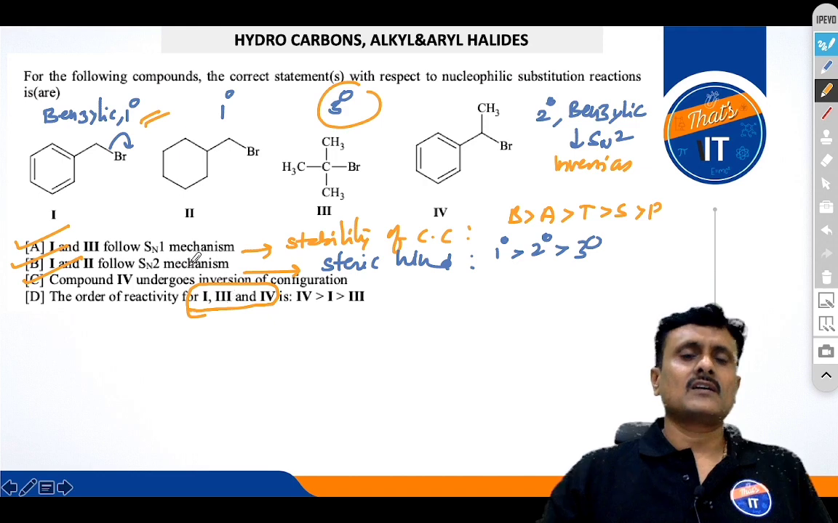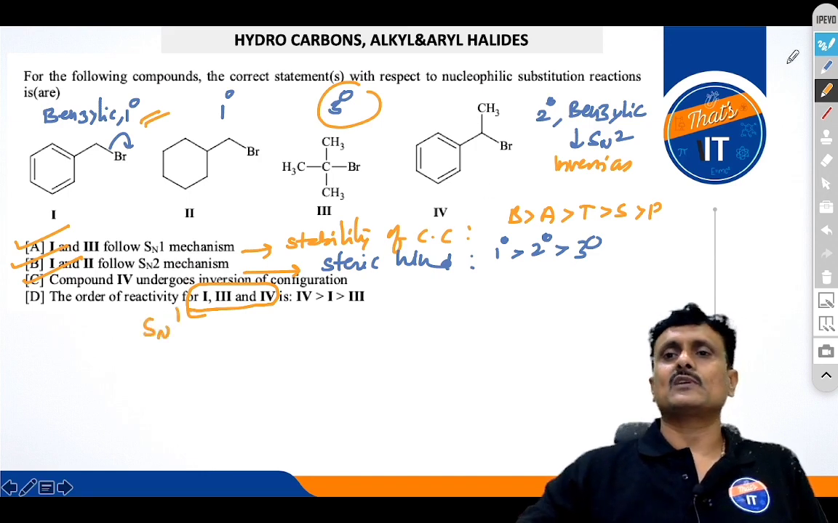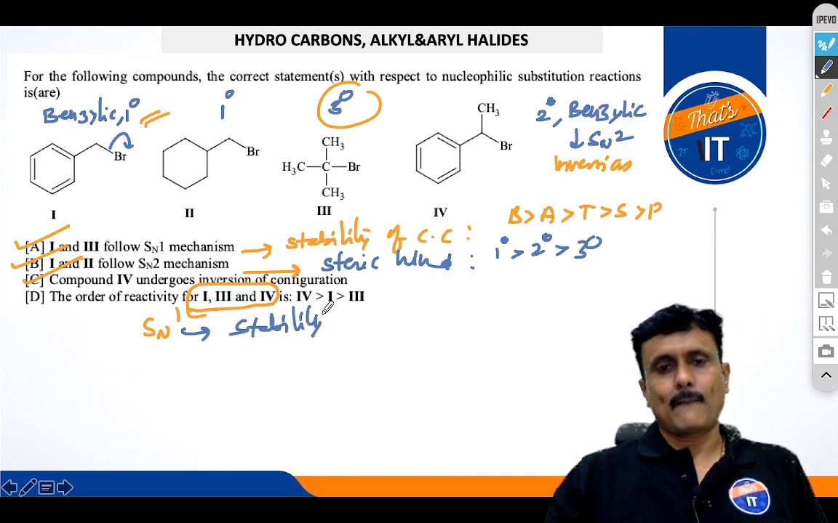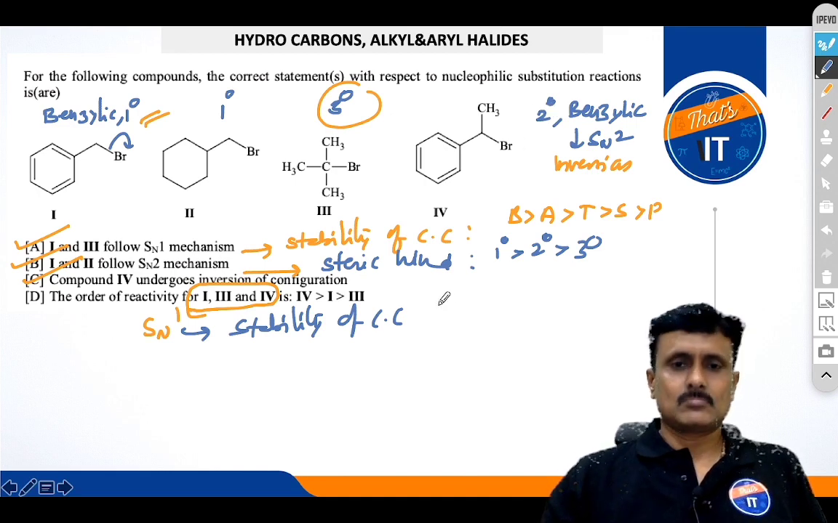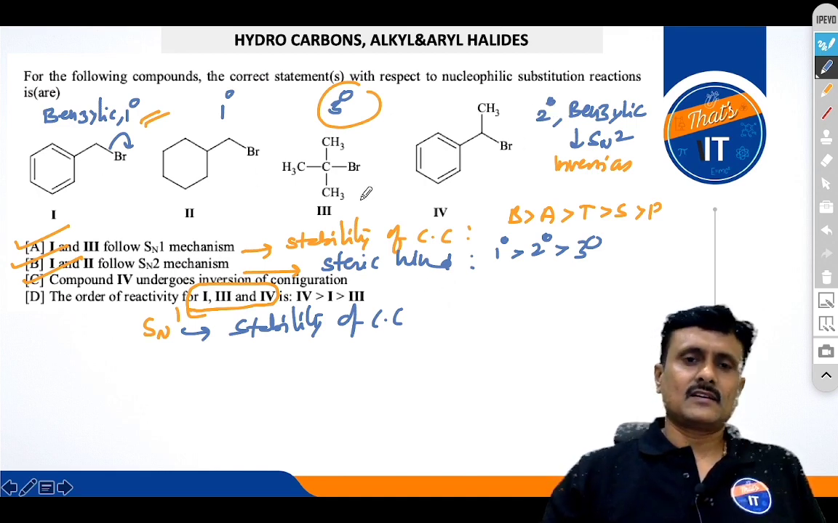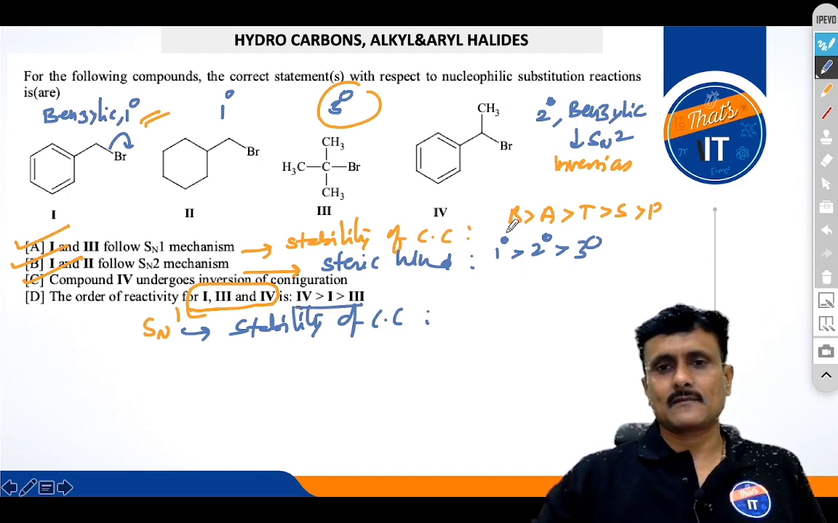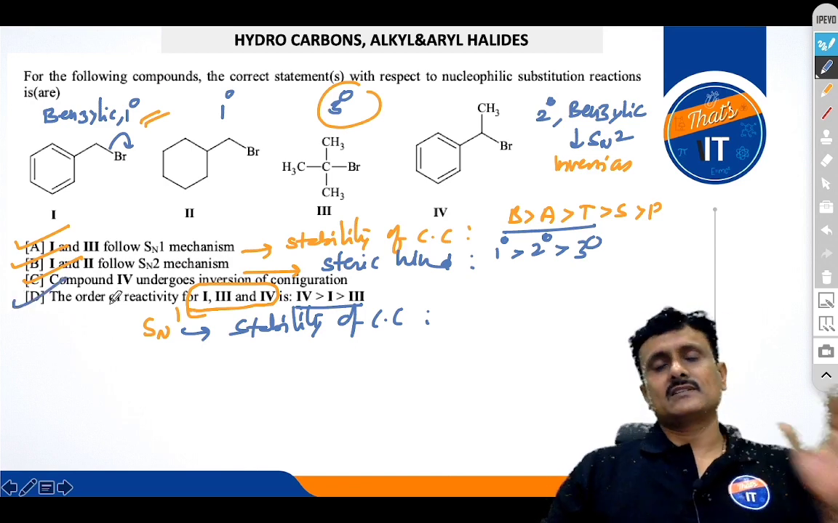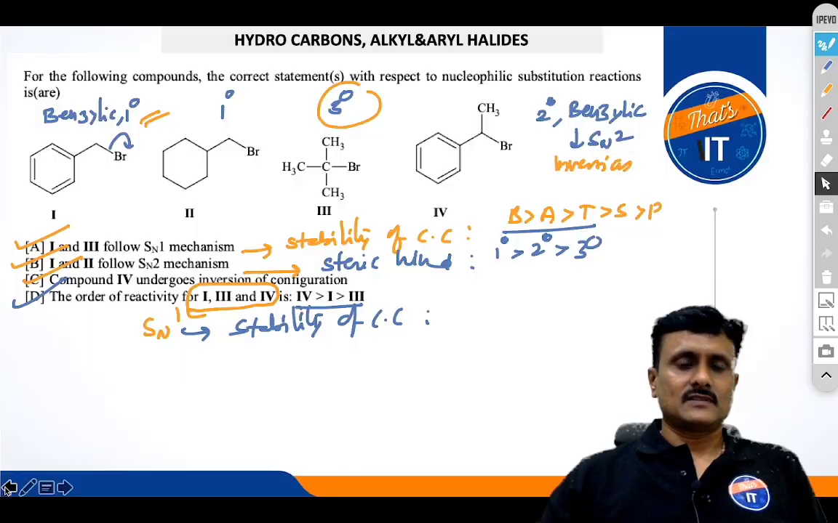The order of reactivity for 1, 3 and 4. You are comparing here what? 1, 3 and 4. If I am taking 1, 3 and 4 as the context, that means I am comparing with respect to what? SN1. That means I am checking the stability of the carbocation. This is very important. You can see that 4 is 2 degree benzylic, 1 is benzylic and 3 is 3 degree. Therefore, it's absolutely correct as for the stability, right? So the right option for this question is A, B, C and D, isn't it, right? I hope this is the last question, isn't it?